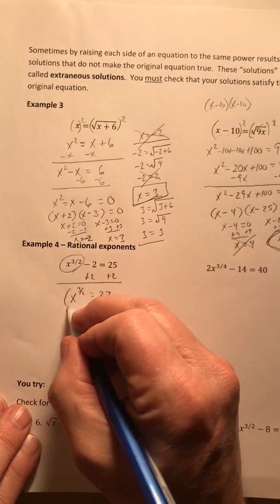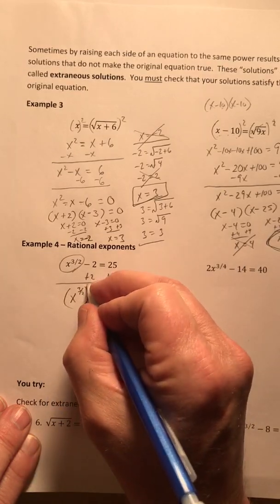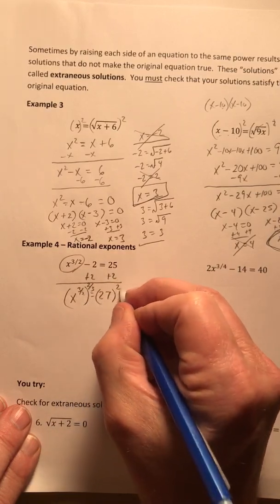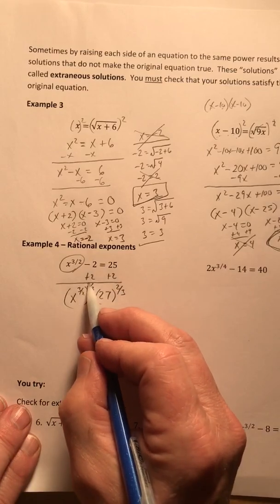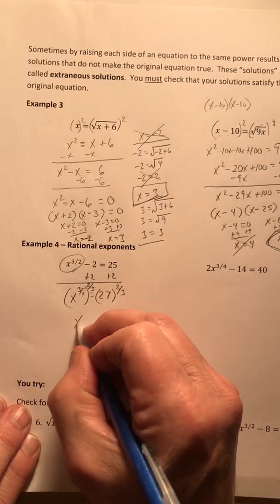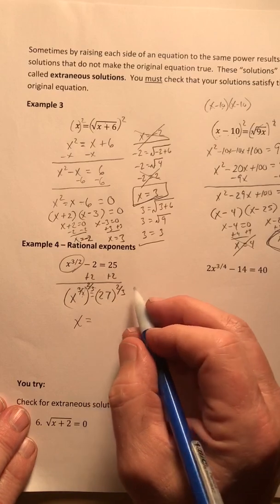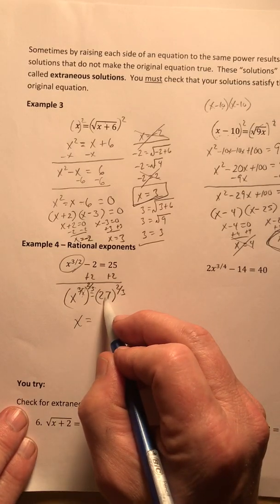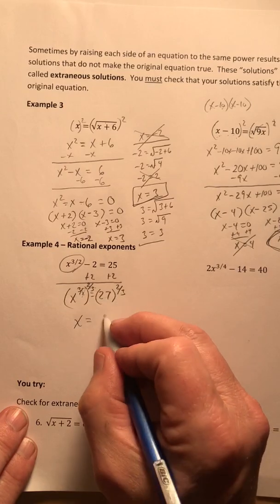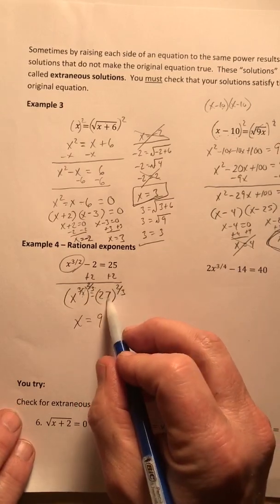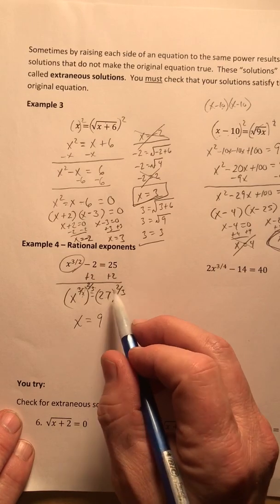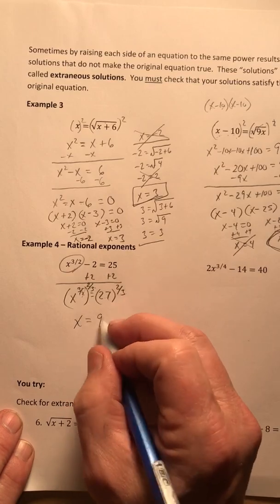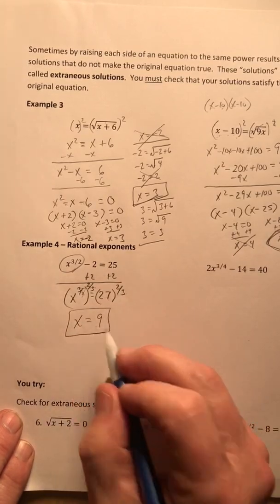We have to get rid of the 3 halves, so we do the reciprocal power, which would be 2/3. Whatever we do to one side, we have to do to the other. So the 2/3 and 3 halves cancel each other out, so it leaves me with x equals 27 to the 2/3 power, which means the third root of 27, which is 3, squared, which gives us 9. And again, you have a calculator. Put in 27 to the 2/3 power. Make sure you do it right. You get x equals 9. Try it in your calculator. Make sure you can do that.